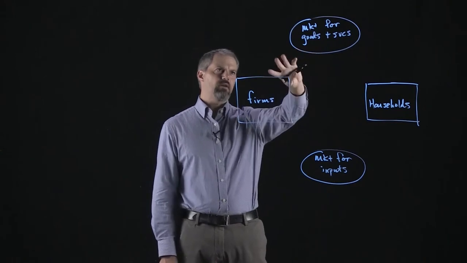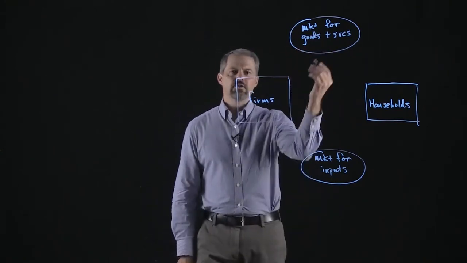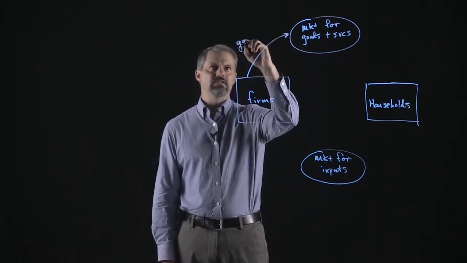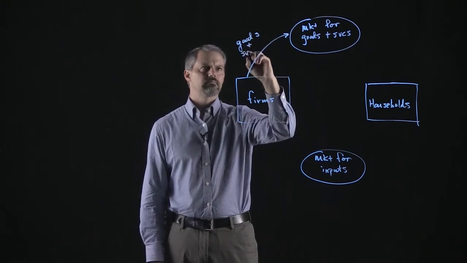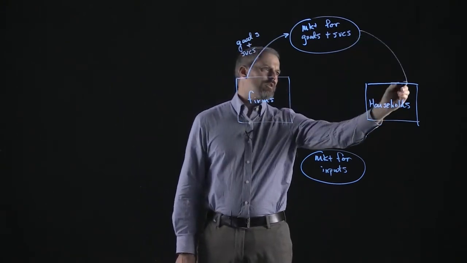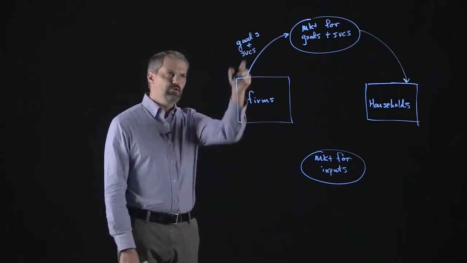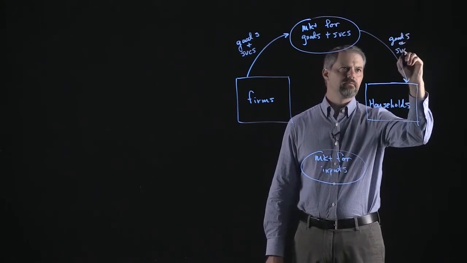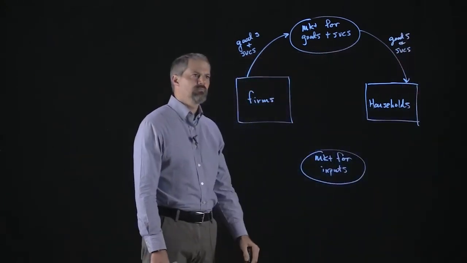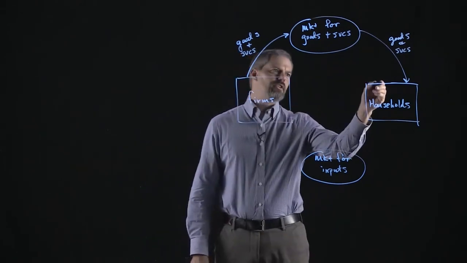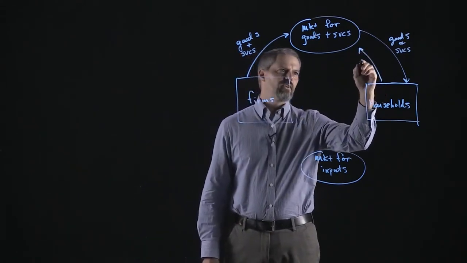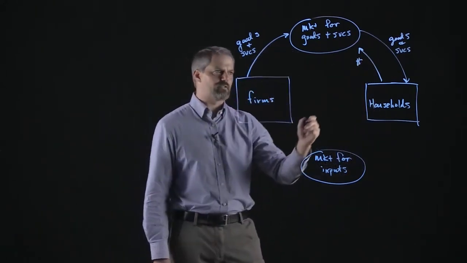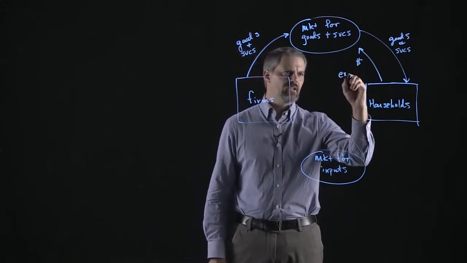So let's start with our market for goods and services. So the goods and services go from the firms to this market. So these are the goods and services. And they go to the households through that market. So again, these are the goods and services. The household pays for those goods and services with dollars. So here are our dollars. When households are buying goods and services, we call that expenditure. The number of dollars they spend, we call expenditure.